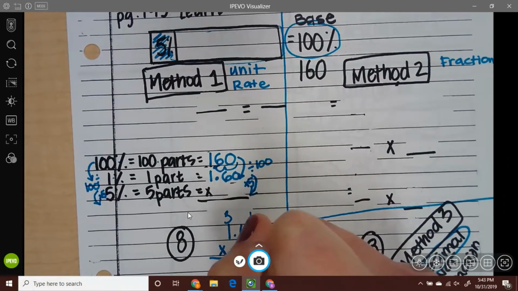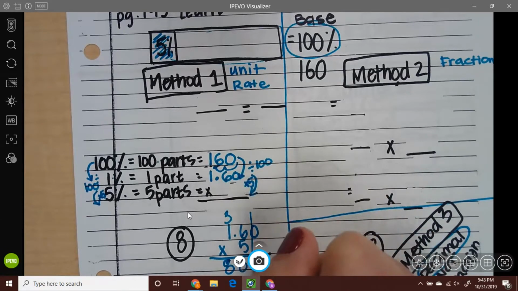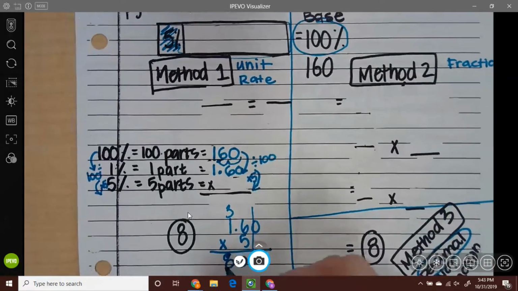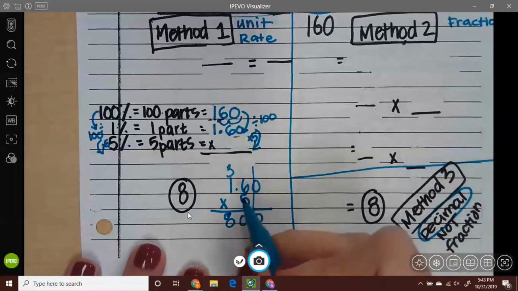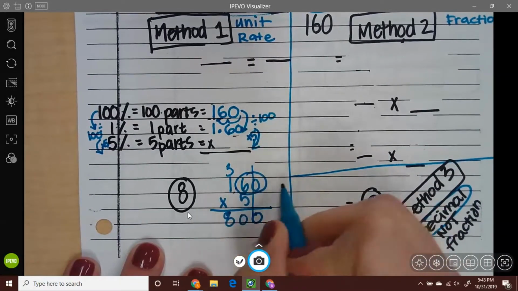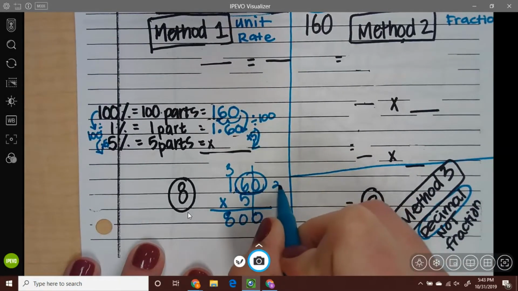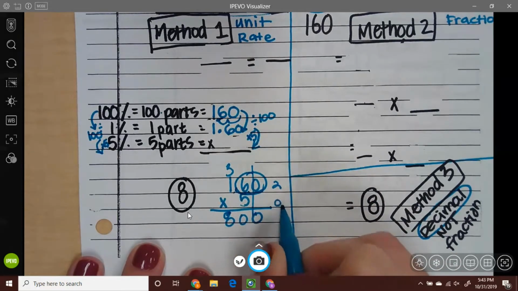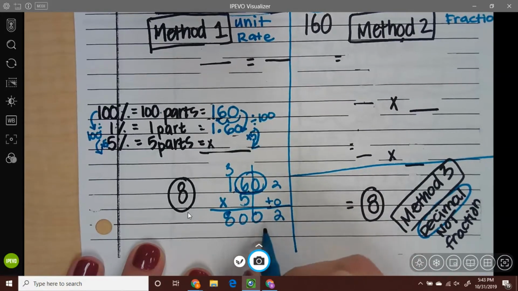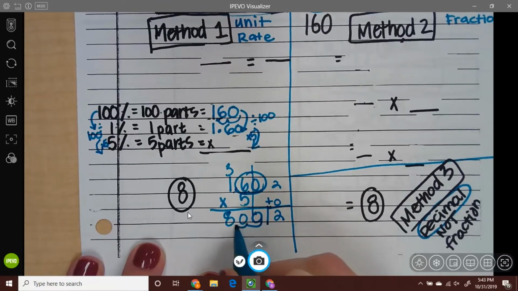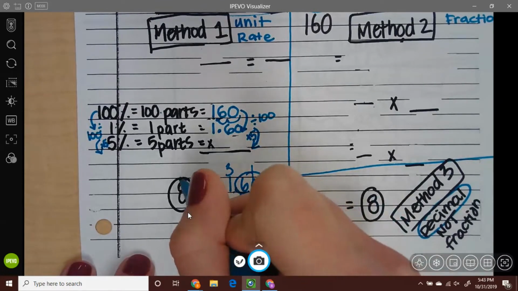And then I need to place my decimal point. Remember our decimal chapter, it's 2n. So there's none in this one. So 2 plus 1 is 2 decimal places. So 1, 2. So my answer is 8. So my 5 parts here would be 8.